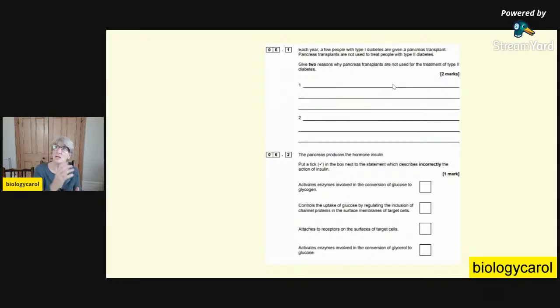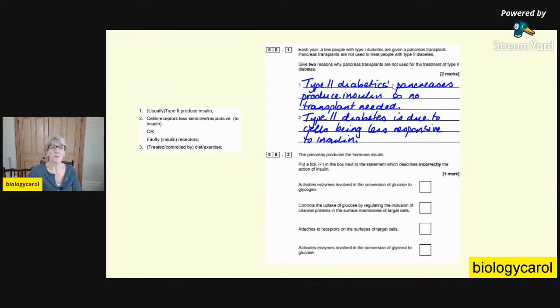The other thing is that an awful lot of type 2 diabetics are type 2 diabetics because the cells in their body are not responsive to the insulin. It's not because their pancreas isn't producing any. So those, oh, I've got that the wrong way around, hey ho. Here are my answers. Here's the mark scheme and the examiner's comments, and here are the 2 marks.